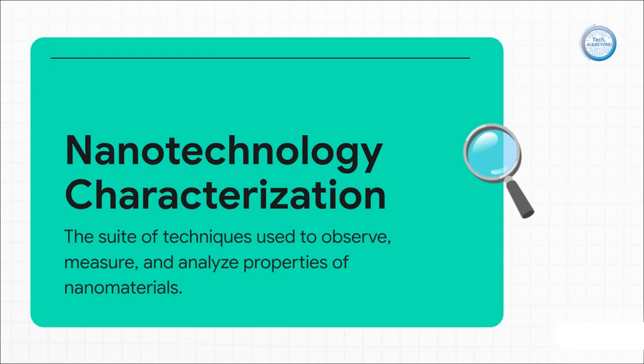First, it's just basic verification. Did my process work? If your goal was to make 10 nanometer gold spheres, characterization tells you that you didn't accidentally end up with 50 nanometer cubes. It's the first, most basic check.